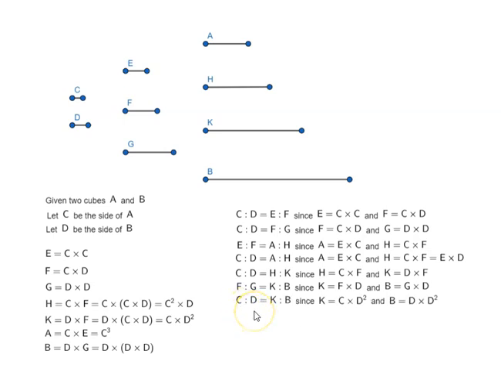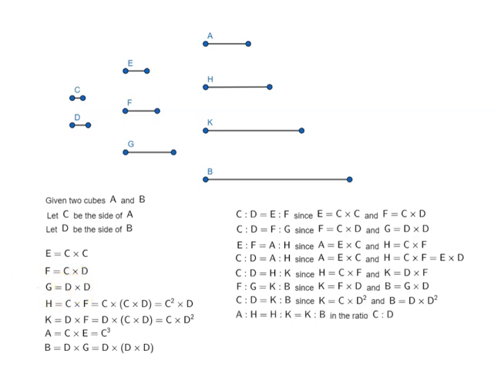Now C is to D is equal to K is to B. Since K is equal to C times D square and B is equal to D times D square, C measures K D square times and D measures B D square times. So which means we can write it as C is to D is equal to K is to B.